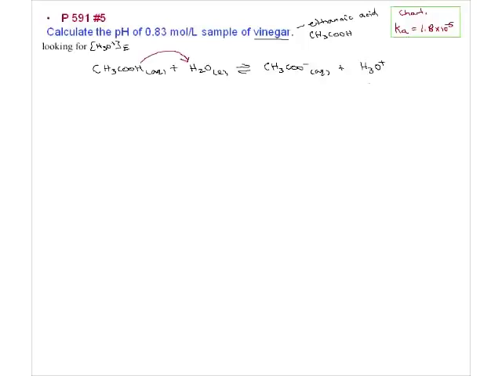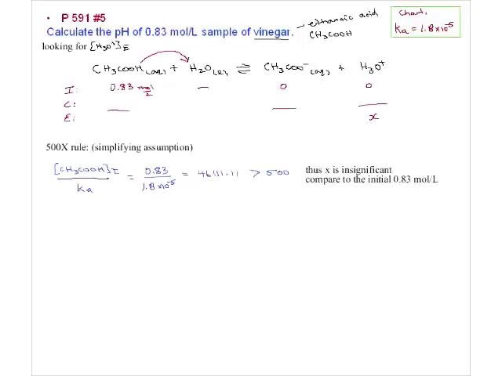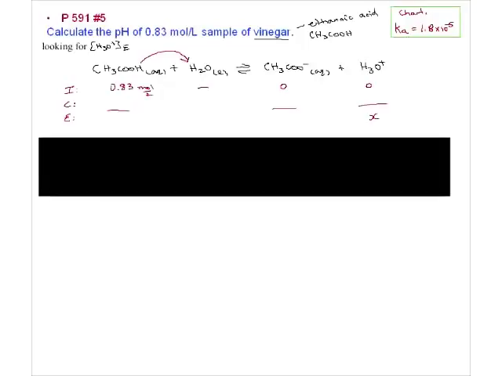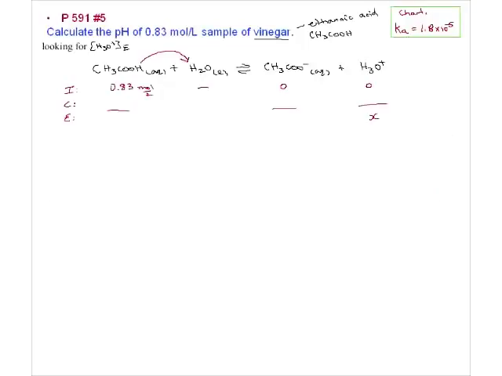Okay, and as we go through, here's our ICE table, initial. Oops, got to cover that up. That's too soon. Premature uncovering there. Okay, here we go. We're looking at this particular setup, and we're saying, okay, the initial concentration of the vinegar was given, and we're looking for the hydronium ion concentration at equilibrium.